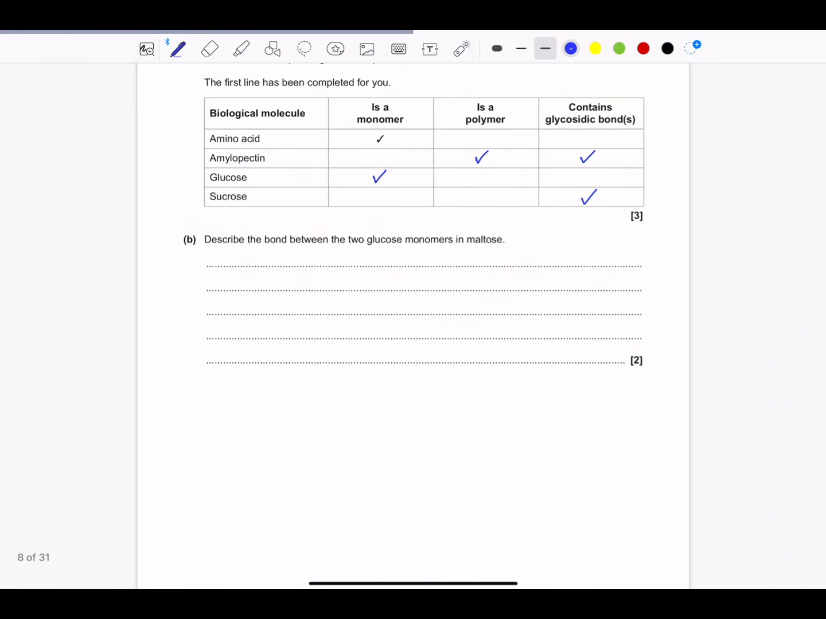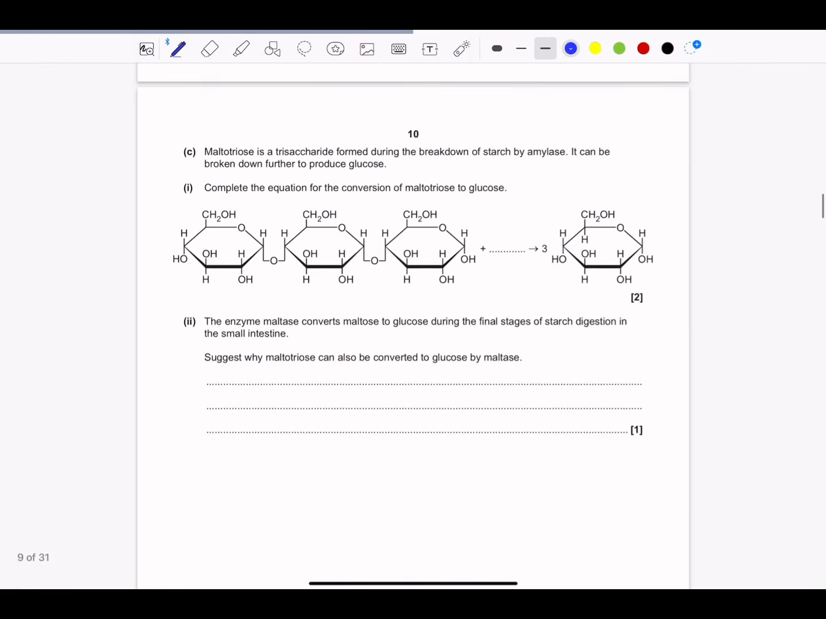Describe the bond between two glucose monomers in maltose. So it would be two alpha glucoses bonded together. Therefore, this bond is called alpha. Now, you don't need the alpha for the answer, but it's an alpha 1-4 glycosidic bond. So that is 1 mark for carbons 1 and 4, second mark for the glycosidic bond.